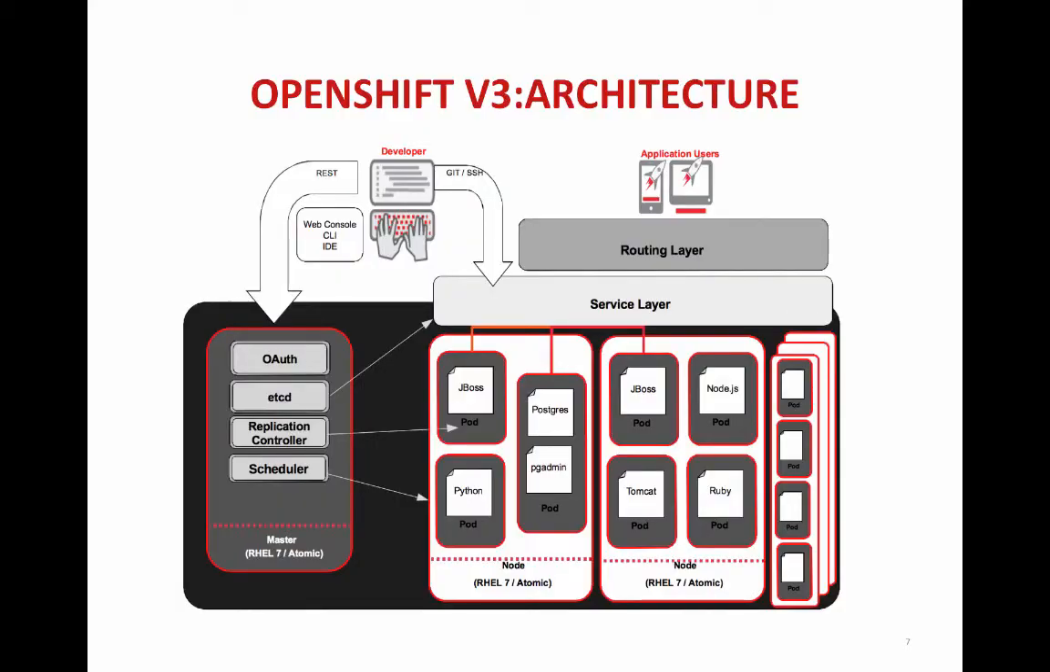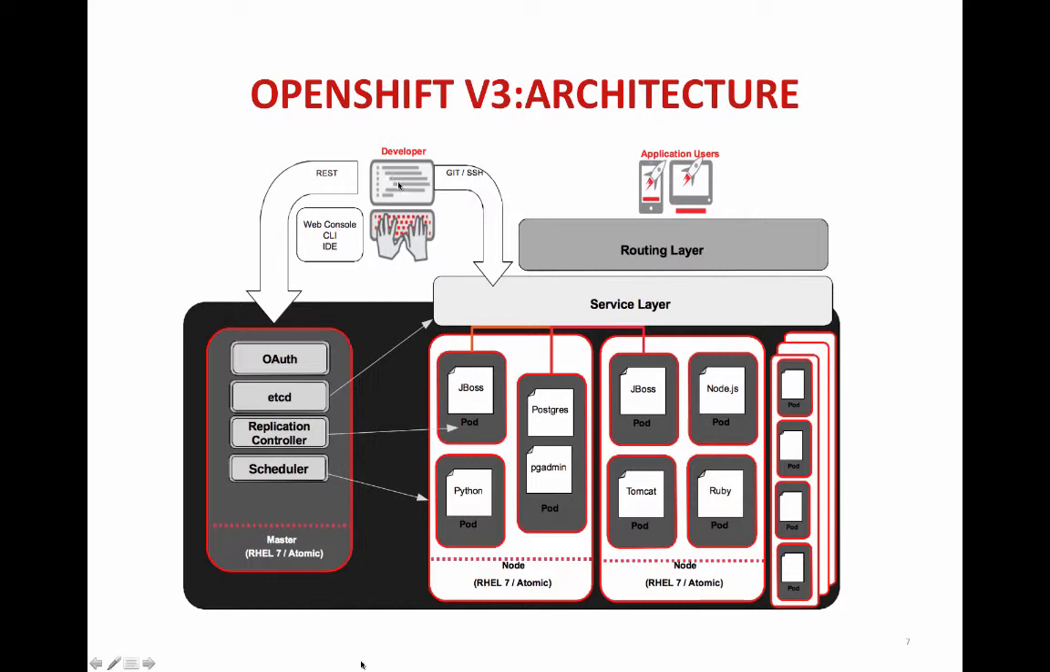Now let's look at how all the stuff comes together, right? As we talked before, the Kubernetes master is taking the place of the broker, and the Kubernetes minions, now called nodes, are taking the place of nodes, and this is the application hosting infrastructure. etcd is going to be taking the place of MongoDB, and we already spoke about replication controllers.